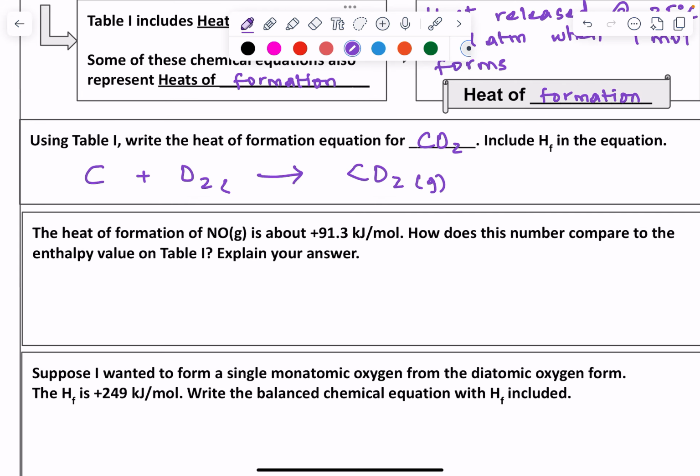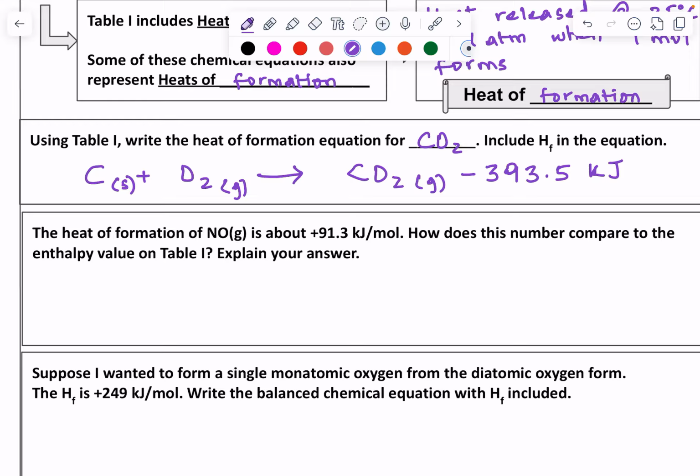So gas, oxygen is a gas, and carbon is a solid. So if I want to write that 393.5 kilojoules is released, we are going to put that in the product side, because when something is released, it is part of the products, and if something is absorbed, it is part of the reactants. So this is my complete equation with the heat of formation or the heat of the reaction included.